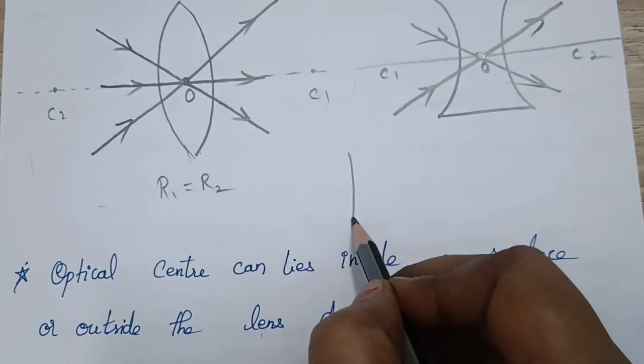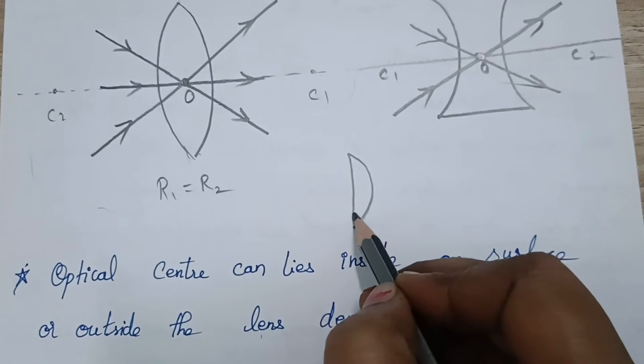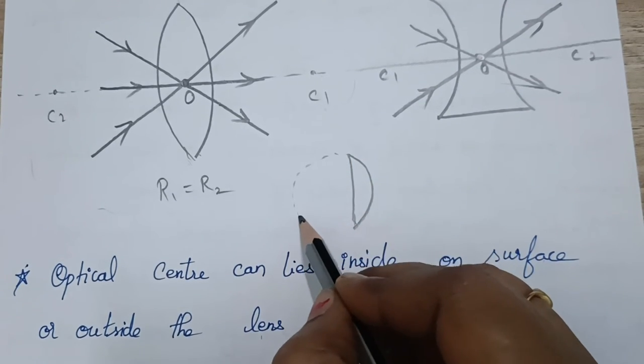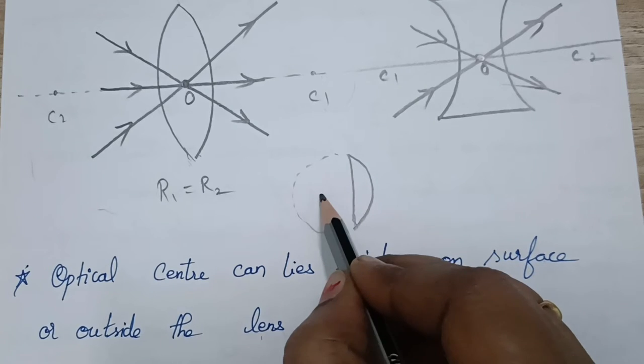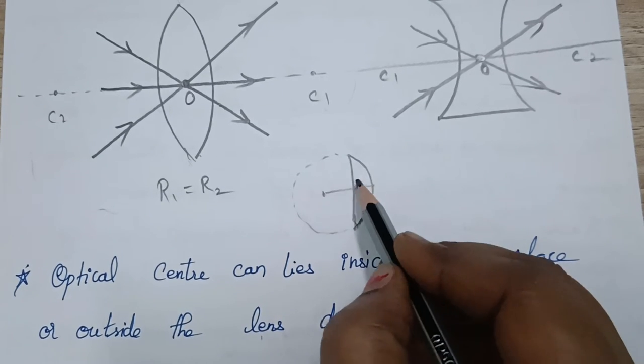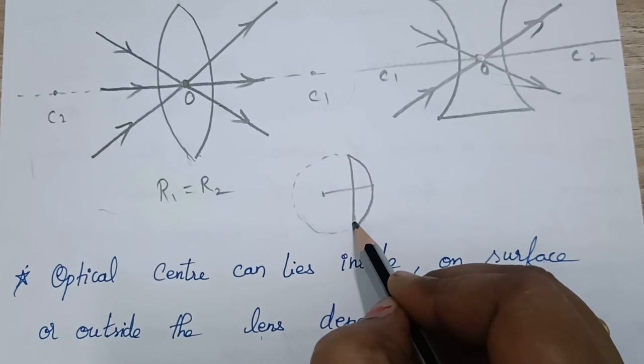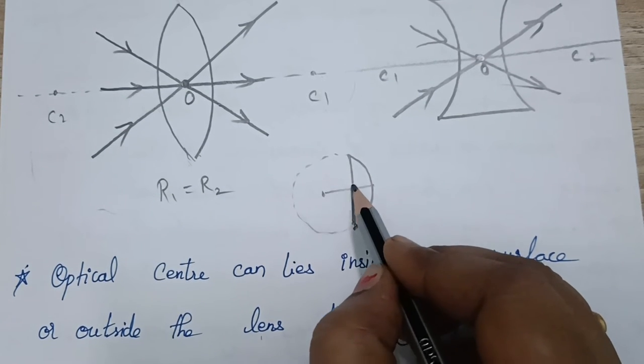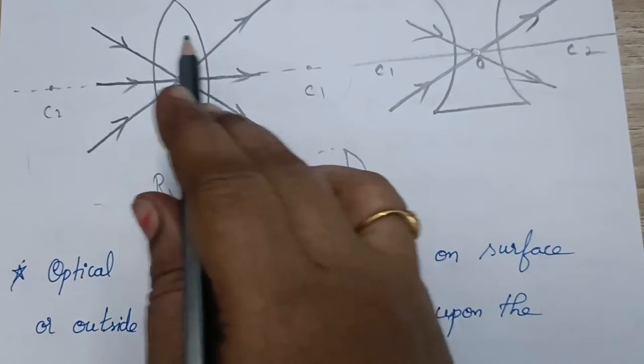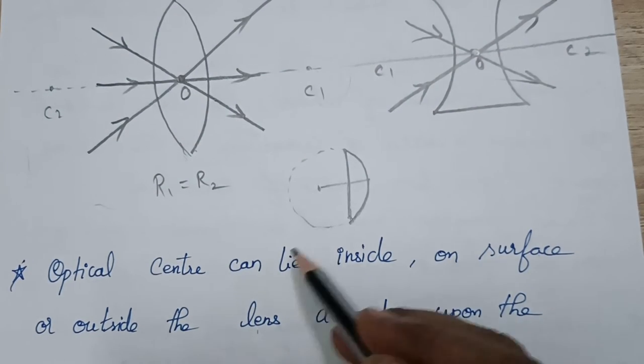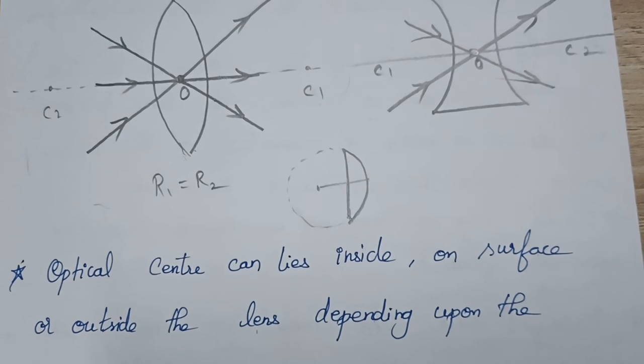Because see, this is the plano convex lens. You are able to find the radius of this convex surface. This is your radius. For the plane surface, it means what? This is a part of a very big imaginary sphere, right? We cannot measure the radius of curvature. It is not a measurable one, because it is part of an infinitely big sphere, so we are not able to measure its radius or center of curvature.